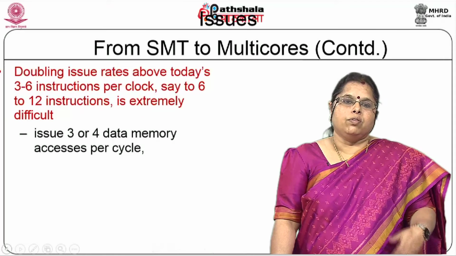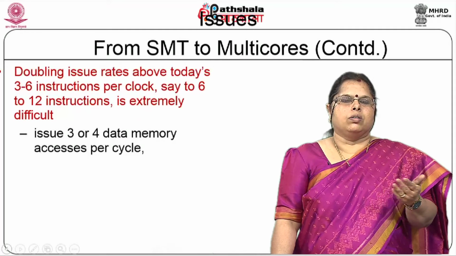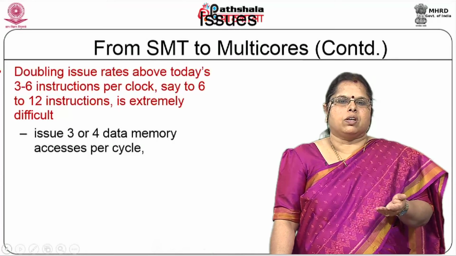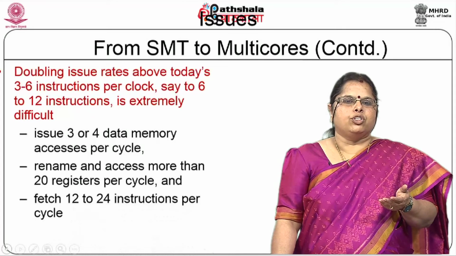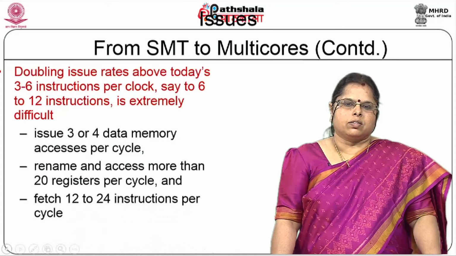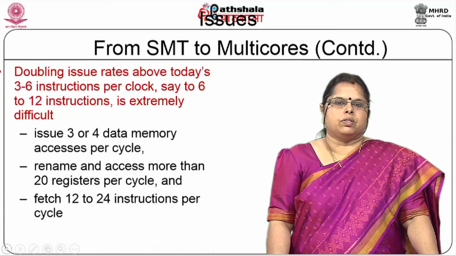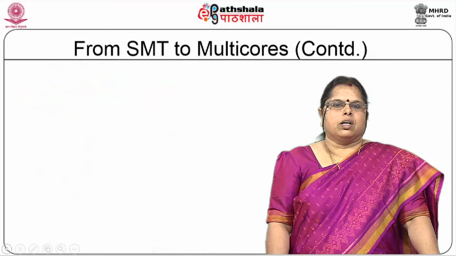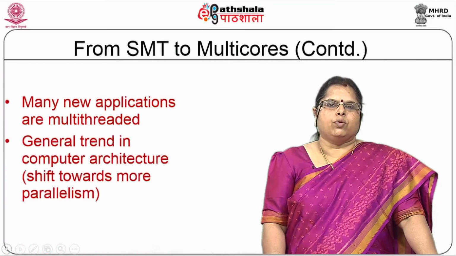for the simple fact that even if you go in for doubling the issue rates above the current issue rates of 3 to 6 instructions per clock cycle, which means going to about 6 to 12 instructions per clock cycle, it is extremely difficult, wherein you have to issue 3 or 4 data memory accesses per cycle. You have to rename and access more than 20 registers per cycle, and you will have to fetch 12 to 24 instructions per cycle. With doing all this, you may still not be able to achieve too much improvement in performance.